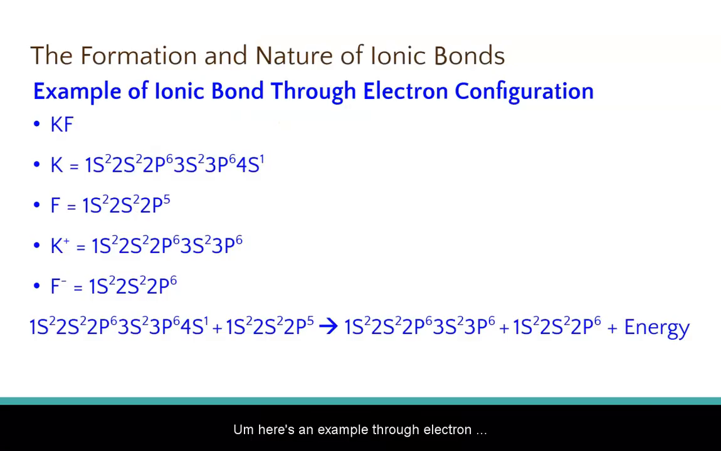Here's an example through electron configuration. If you look at these electron configurations of both potassium and fluorine, fluorine is gaining an electron and potassium is losing an electron in order for them to both look like they're noble gases. Potassium is losing that 4s1 orbital electron so that it goes down to 3s2, 3p6, 2 plus 6 is 8. It's happy. Fluorine is gaining 1 in the 2p5 column, and now they both mimic noble gases and they are happy.